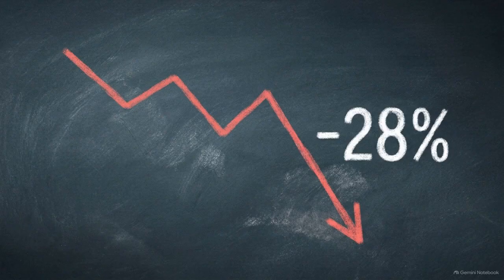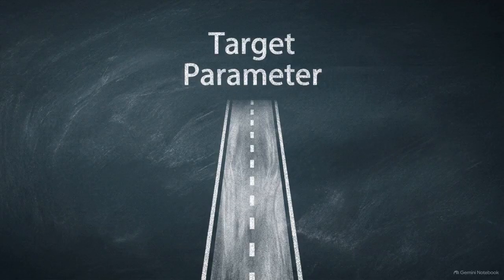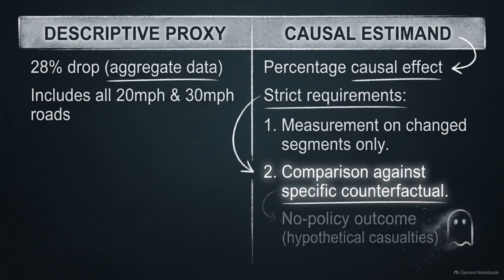We have to separate the descriptive proxy, that 28% drop across all combined roads, from the true causal target, which we call the estimand. This comparison table defines both targets. The registered causal estimand requires measuring casualties strictly on the specific road segments where limits actually changed and comparing them against their specific counterfactual. That counterfactual, the number of casualties that would have occurred on those exact same roads if the policy had never been implemented, is unobserved and completely missing from the data.